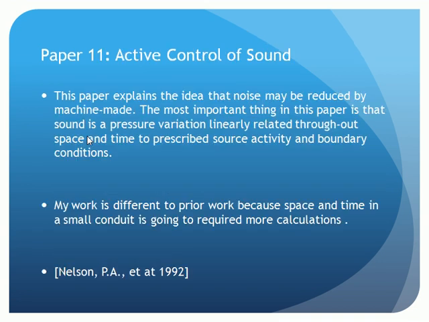Paper 11. Active Control of Sound. This paper explains the idea that noise might be reduced by machine-made sound. The most important thing in this paper is that sound is a pressure variation linearly related throughout space and time to prescribed source activity and boundary conditions. My work is different from prior work because space and time in a small conduit are going to require more calculations.